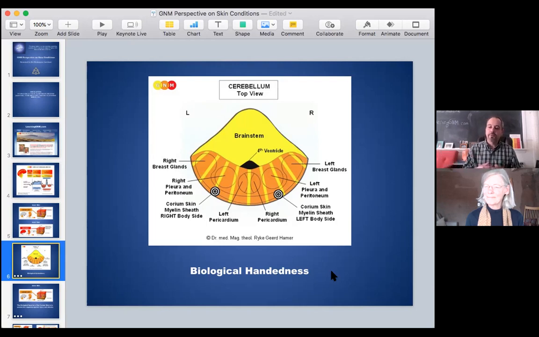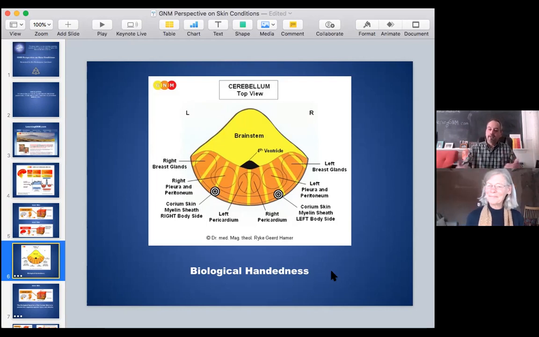Versus if I experience a conflict that is related to my mother or child, I'm going to experience it on the left side of the body. So how we perceive the situation and who is involved determines whether the symptoms are going to manifest on the right side of the body or the left side. We're going to get into more of this, and some examples, with the skin condition.